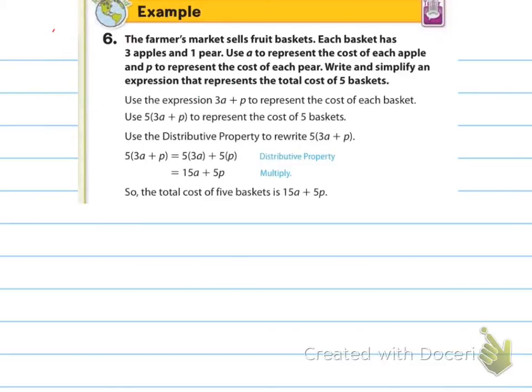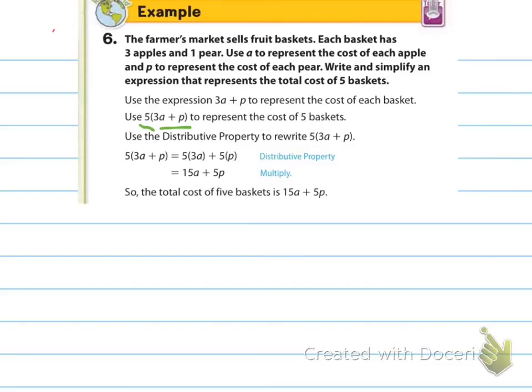Example number 6. Let's get this back in here. It says the farmer's market sells fruit baskets. Each basket has 3 apples and one pear. Use A to represent the cost of each apple and P to represent the cost of each pear. Write and simplify the expression that represents the total cost of 5 baskets. So we know that we're going to have 5 baskets, and in each basket we're going to have 3 apples and 1 pear. And if we want to know the price, it's going to be 3 times A plus 1 times P, which is just P.